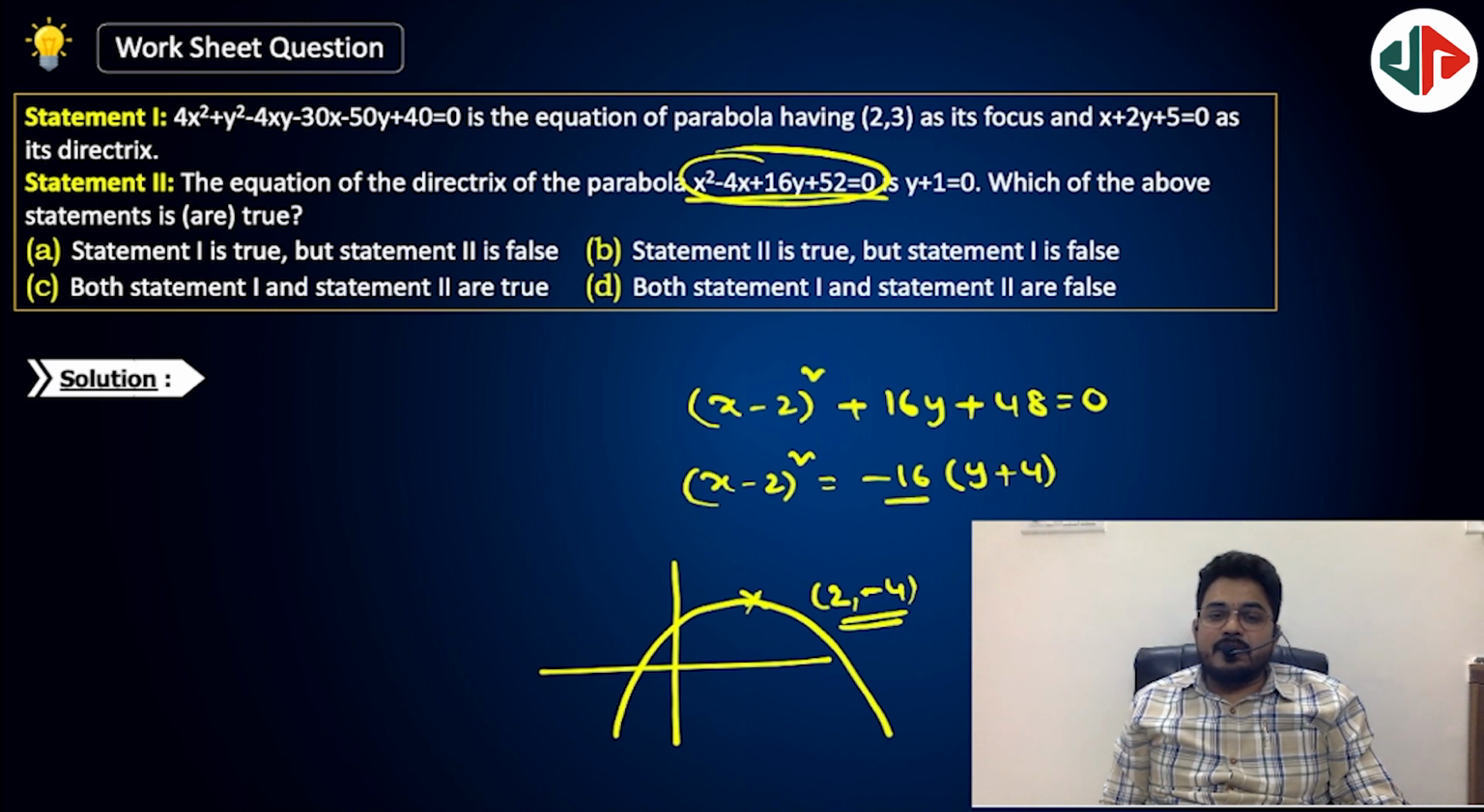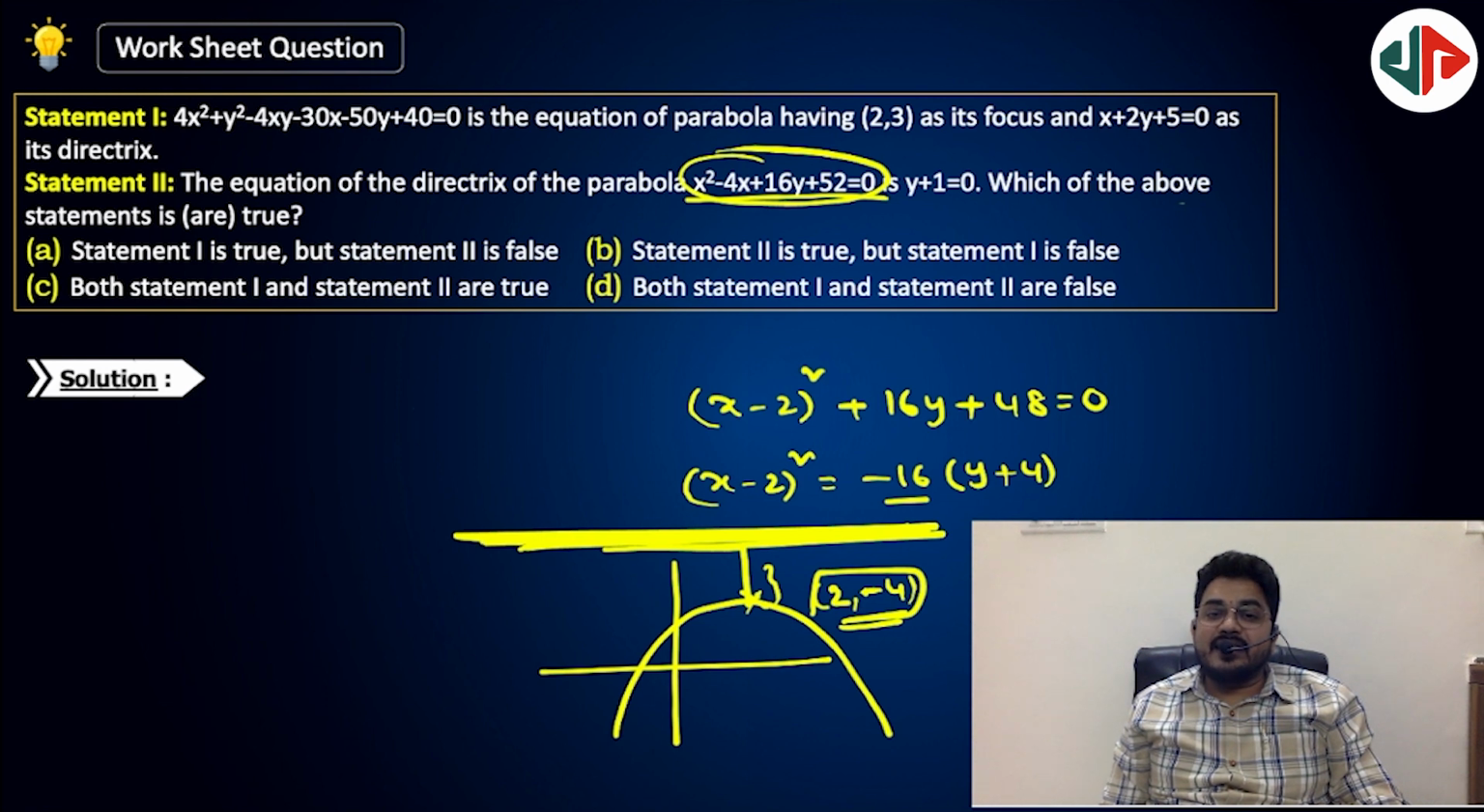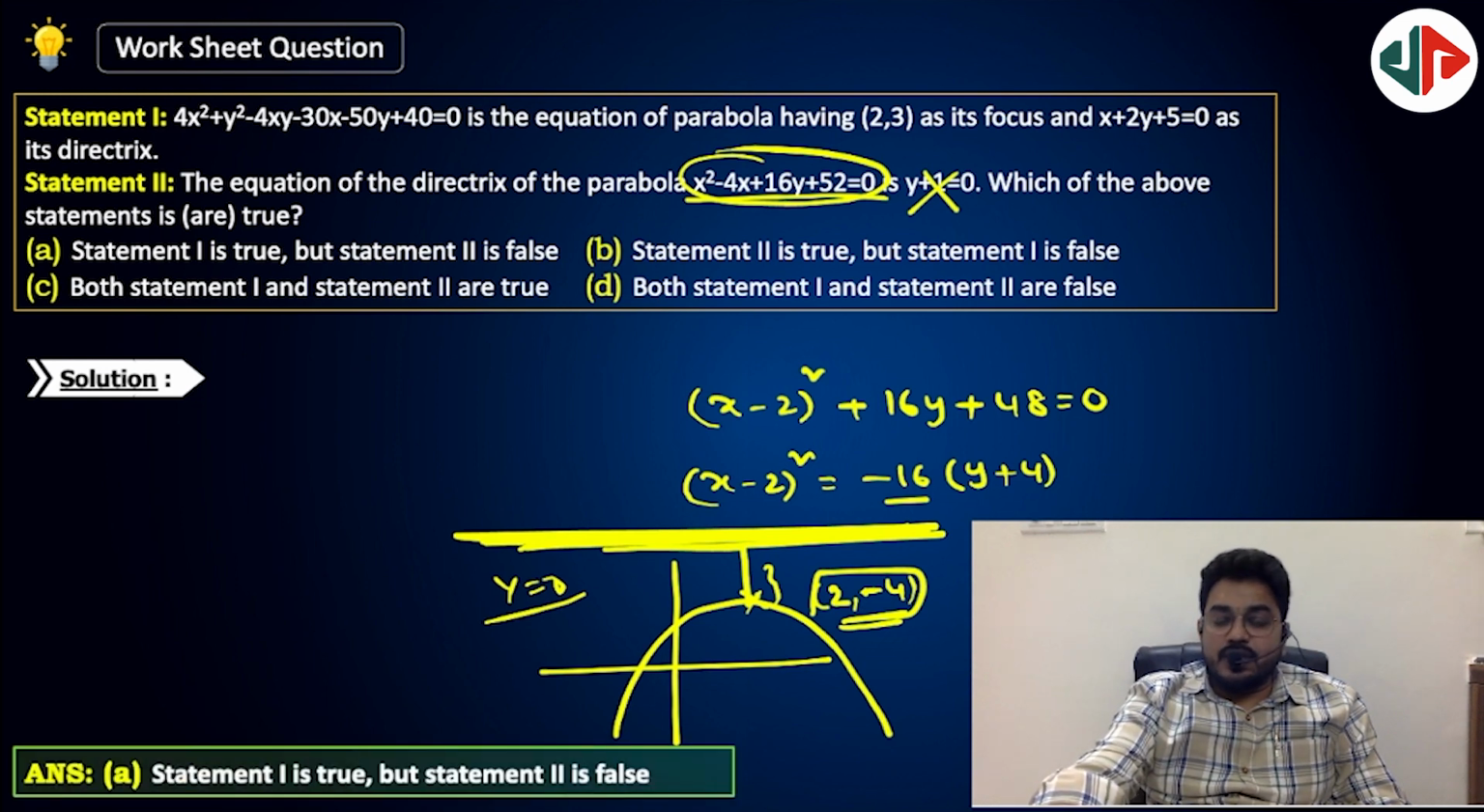Length of latus rectum is 4 units. So above 4, you are going to get the directrix here. So from here, you need to take 4 units up. So the point is, this is going to be the x axis. So the equation is y is equal to 0. Statement 2 is wrong. Statement 1 is correct, but statement 2 is wrong.